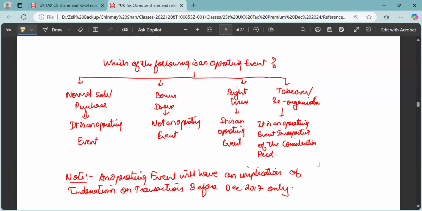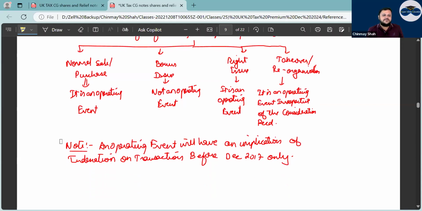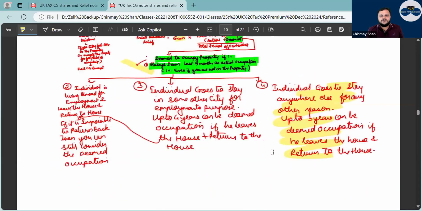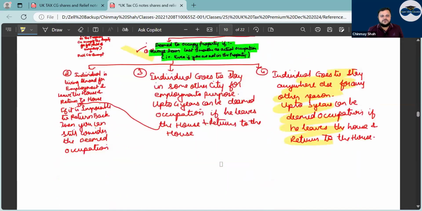Yes. Bonus, is it an operating event? Tell me. No. Rights issue is a normal operating event because you purchase, correct? Takeover or reorganization is an operating event irrespective of the consideration received. So when takeover or reorganization happens, you have to do extensive calculations, correct? An operating event will have an implication of indexation on transactions before December 2017. So if any purchase is done before 2017, will it happen? Yes, right? That is how things work out, correct?